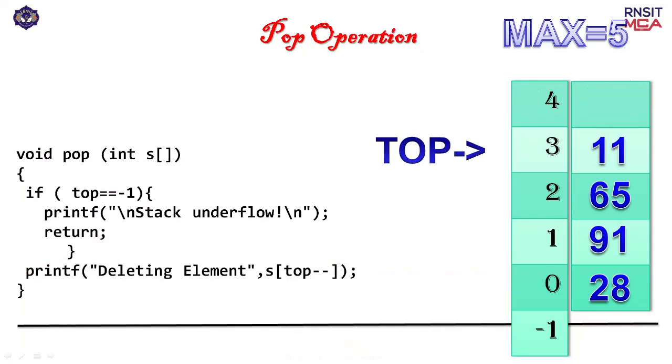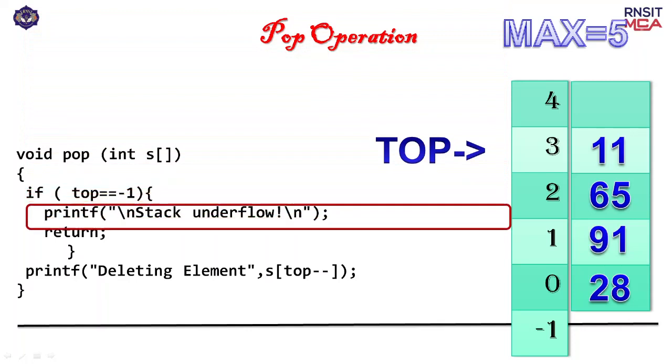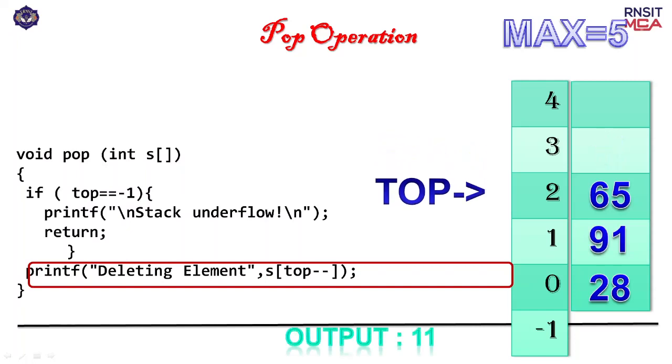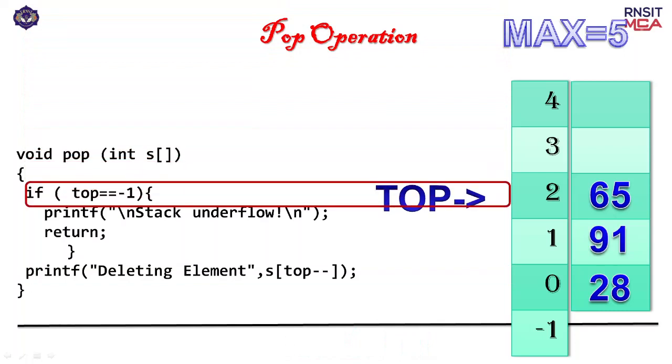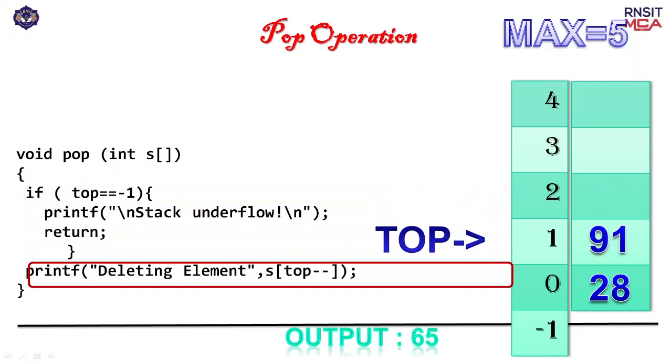Same way, if you call the pop function again, what happens? You check whether top is at -1 position. If it is not, what do you do? S of top minus minus. Top is reduced and the element 11 is also displayed and removed from the stack. Same way, you check whether top is -1, then you remove and display, and simultaneously top will be reduced by 1.